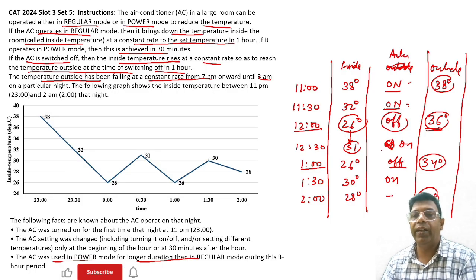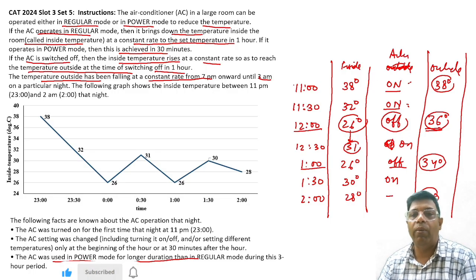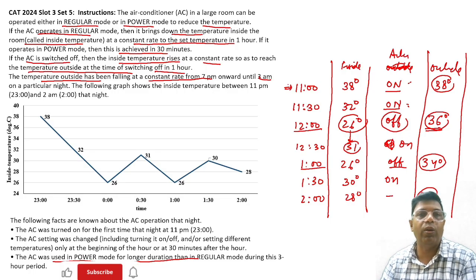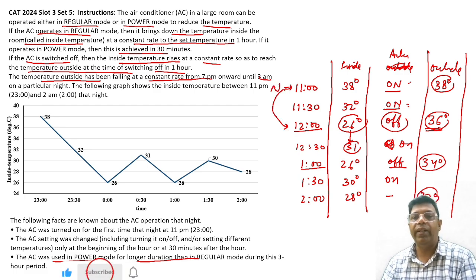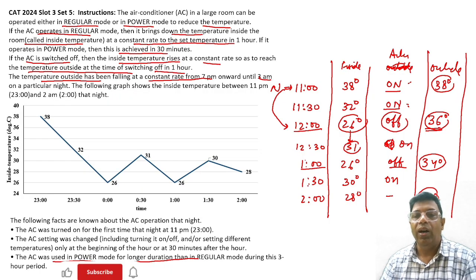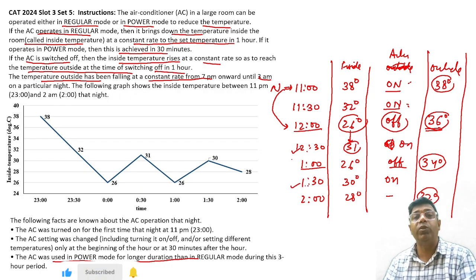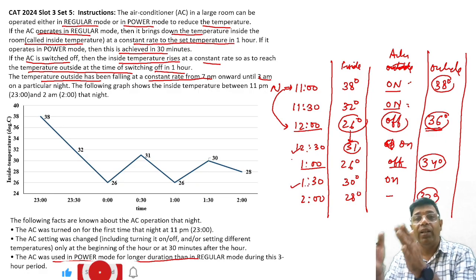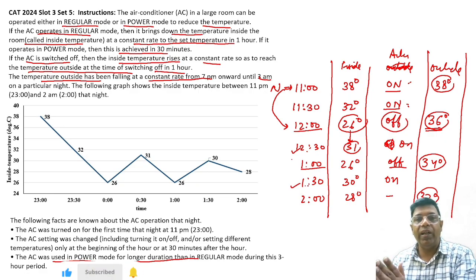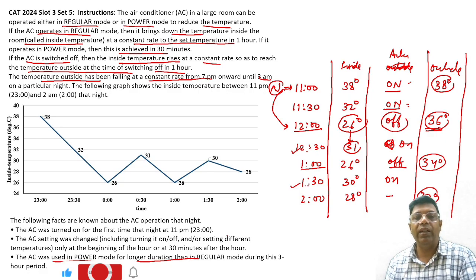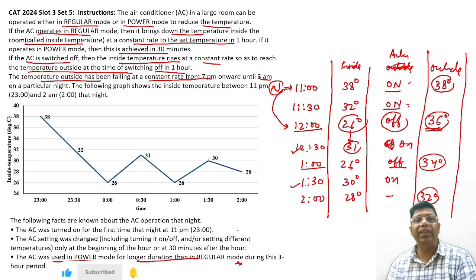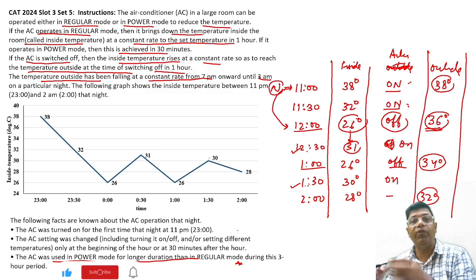So can I take this to be normal mode? If I take that at 11 o'clock the AC was switched on in normal mode, then it will continue for the next 1 hour in normal mode. In that case, even if we take these two switch-ons at 12:30 and 1:30 where AC has been switched on in power mode itself, then the power mode was for 1 hour and normal mode was for 1 hour. That will violate this condition because it clearly says the AC was used in power mode for longer duration.